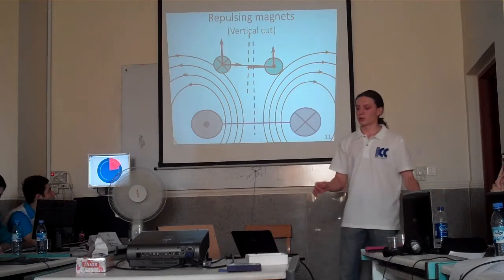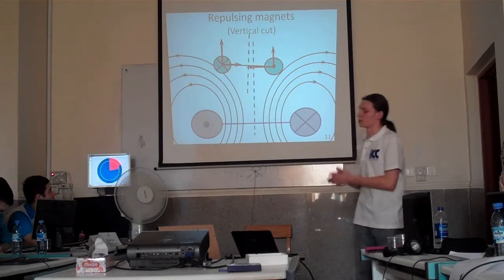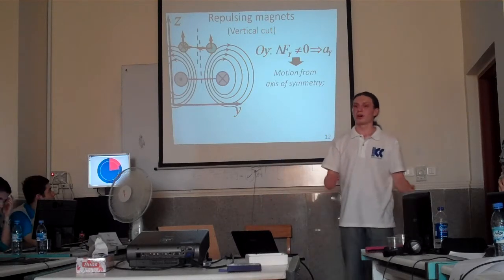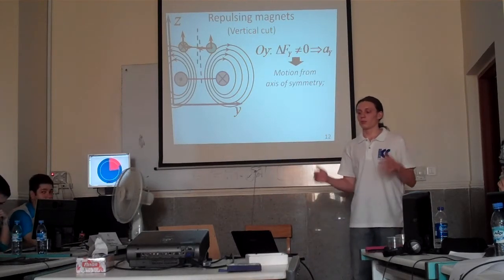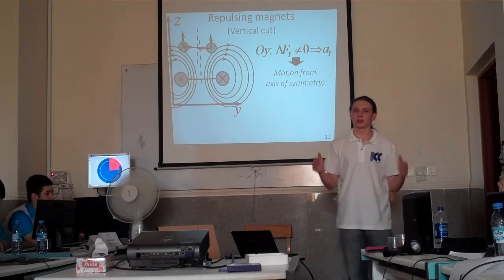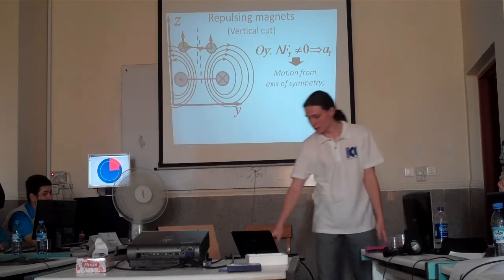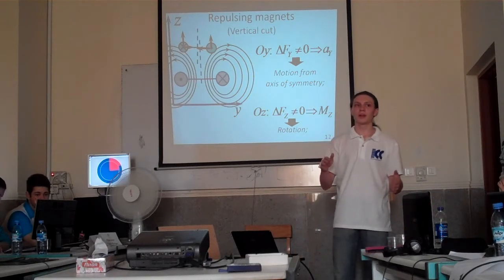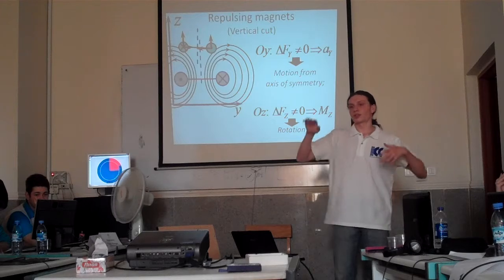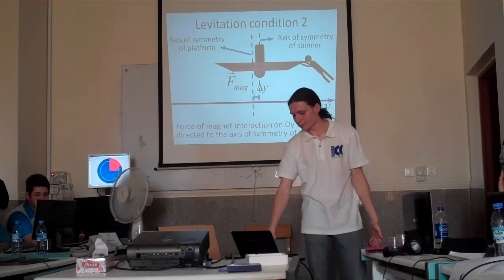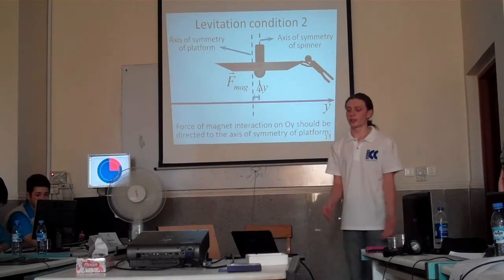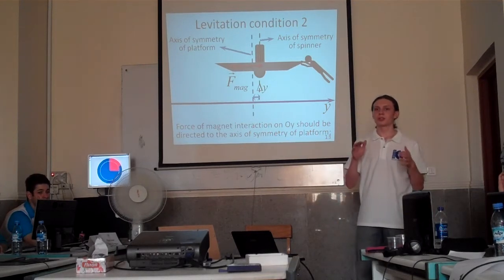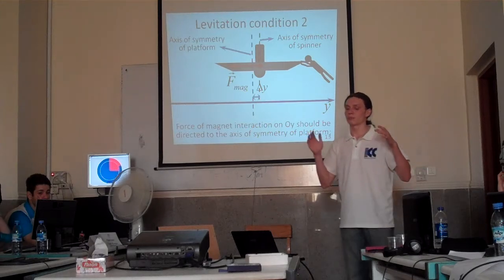Here are the forces attracting our spinner, which are the top currents. We have a difference in forces in the horizontal plane, and this causes motion of our spinner away from the axis of symmetry. And also the difference in the vertical plane causes the turning of our levitron. There is another levitation condition that comes from the conclusion made from the previous one. The levitron must move to the axis of symmetry of our plate.